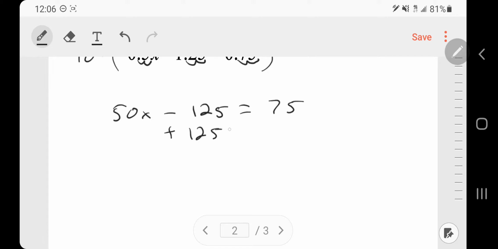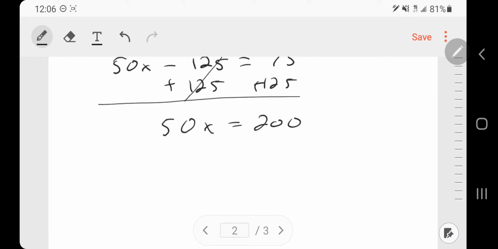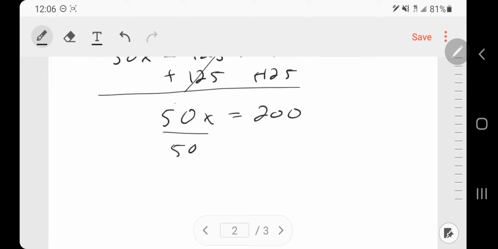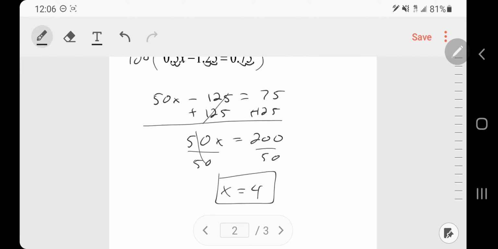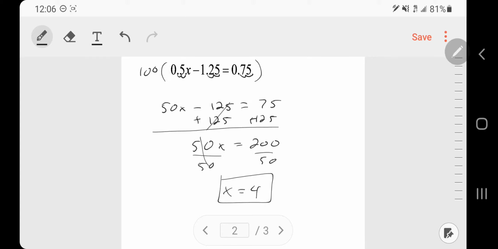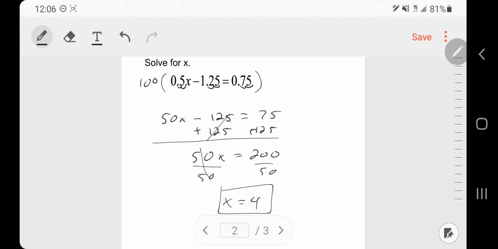I can start by adding 125 on both sides. We'll get 50x equals 200. And then I would divide by 50, and I get x equals 4. This way you're not doing any decimal operations. All you're doing is getting rid of them at the beginning of the equation and solving.